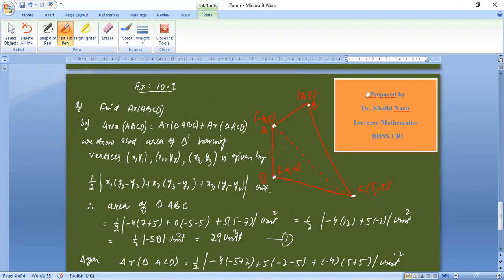What we do, we construct a diagonal, that is AC. We join A and C, right? To partition this quadrilateral into two triangles, this triangle and this triangle, right? It's triangle ABC and triangle ACD. Now, if we need to find the area of this whole quadrilateral, we need to find the area of these two triangles, and then add up. That will be the area of the whole quadrilateral.